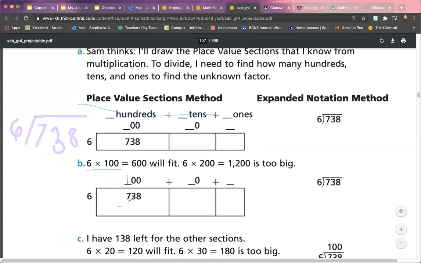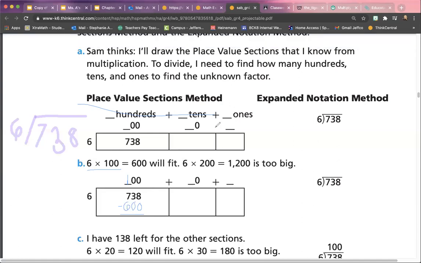So you'll notice this is very similar to long division. I'm going to take it away. In my hundreds place, I can only have 1 group. That is 600, and now I have to subtract. You'll notice, you guys, it's very, very similar to long division. It's just going to look a little bit different because it's going to be split into sections, okay?